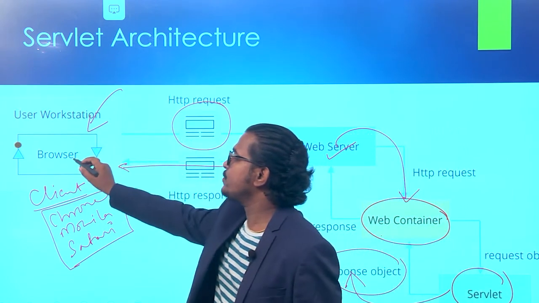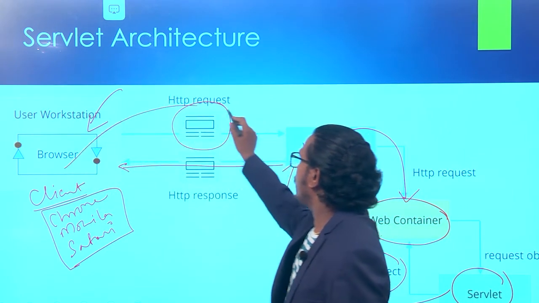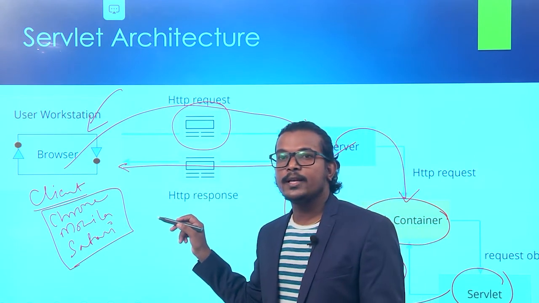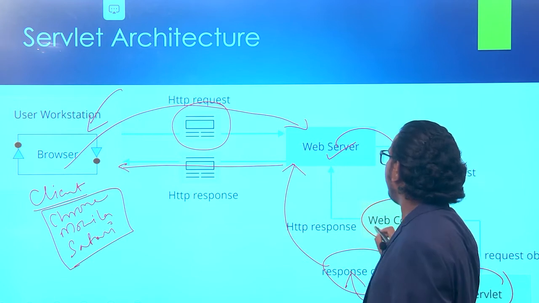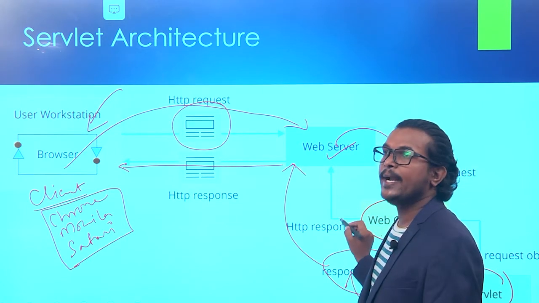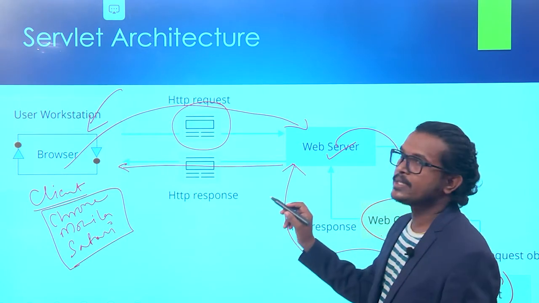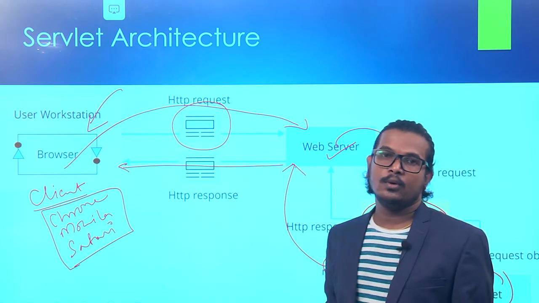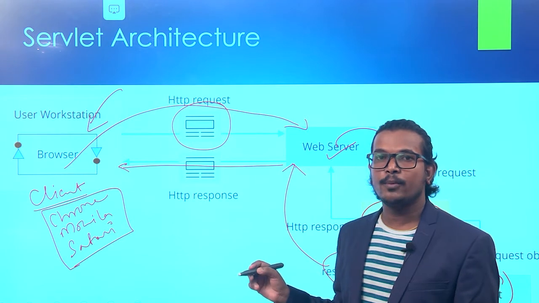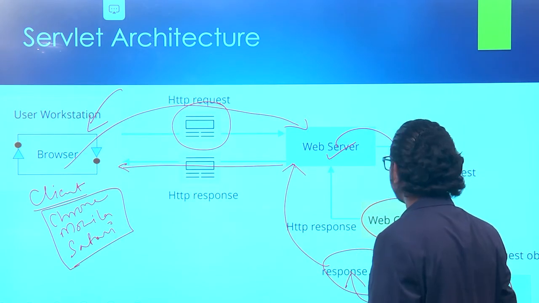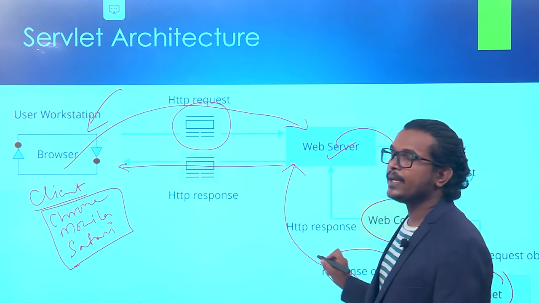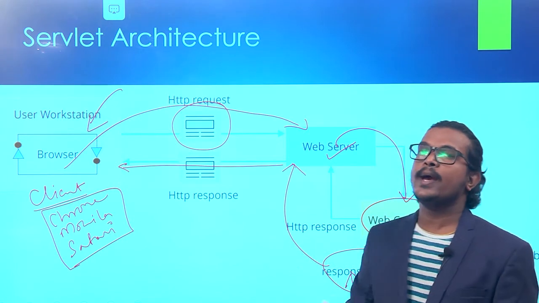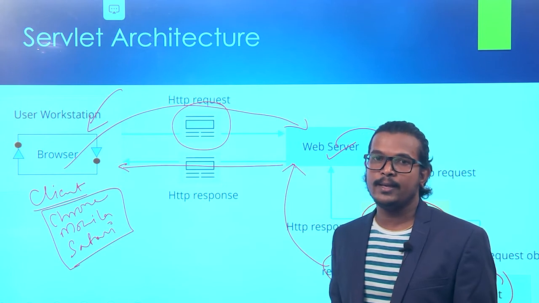First, we create a request, and we forward that request to the web server. The web container will map that requested object to the particular resource. If the resource is available, it will create the response. If the resource is not available, it will simply throw an exception that the resource is not available.